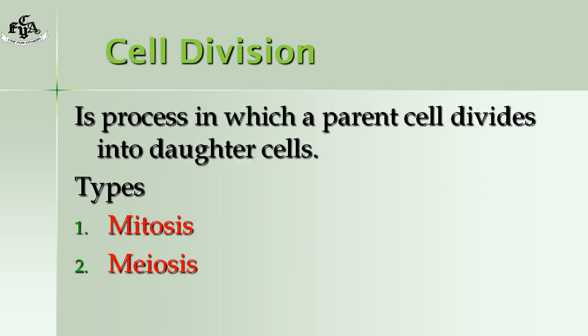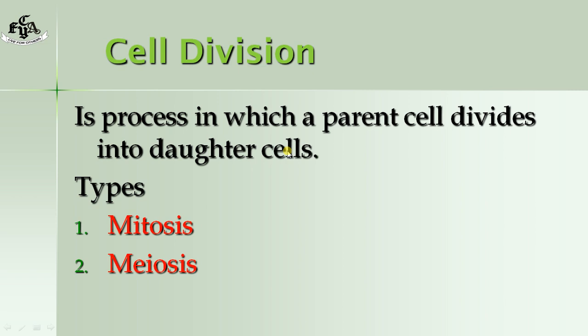You know the cell. What is a cell? A cell is the structural and functional unit of a living organism. And when the number of cells increases, growth takes place. How does the number of cells in a body increase? That is through a process called cell division. So how will we define cell division? It is a process in which a parent cell divides into two daughter cells.